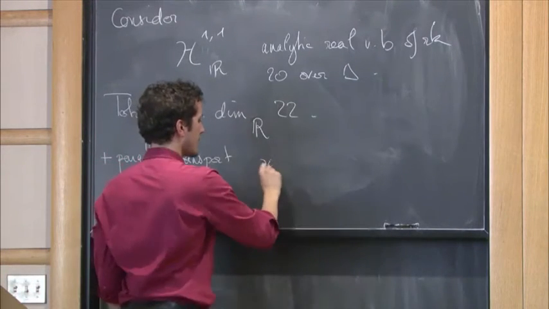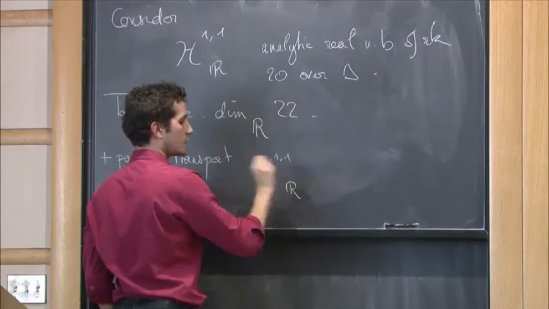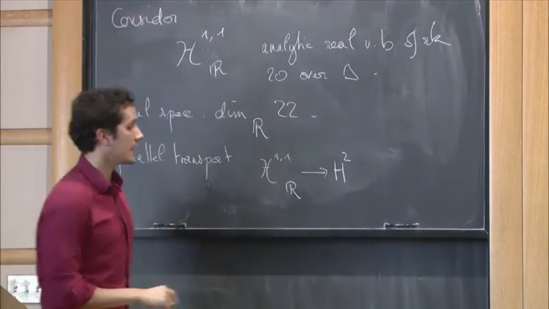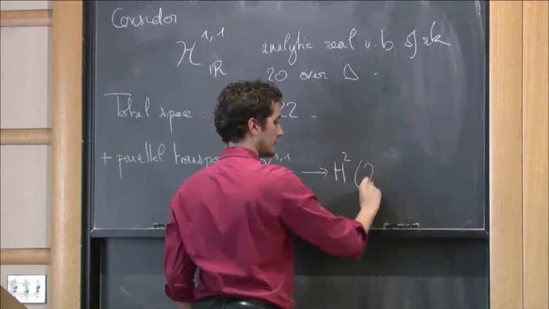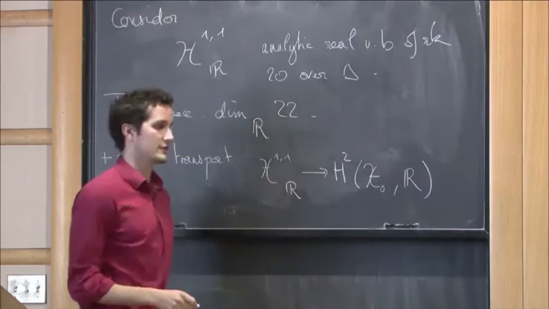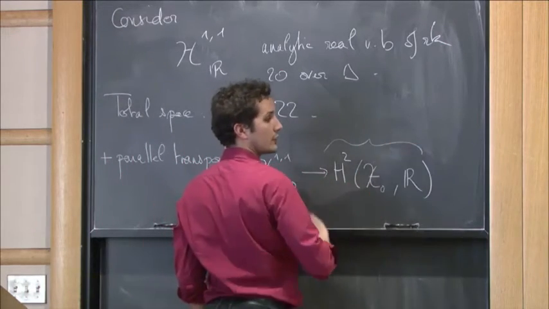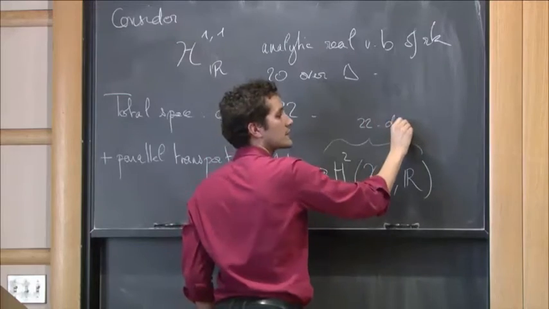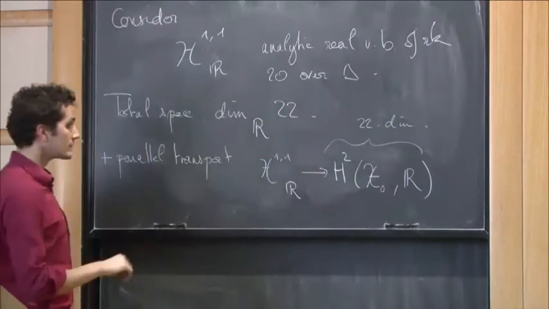Okay, which maps H11R to the cohomology of the central fiber. Okay, so this is X0 with real coefficients, which is also, by what is written on the right, 22-dimensional.